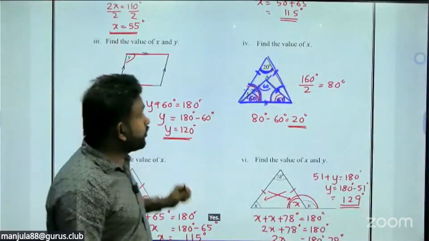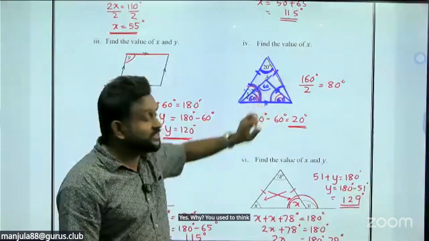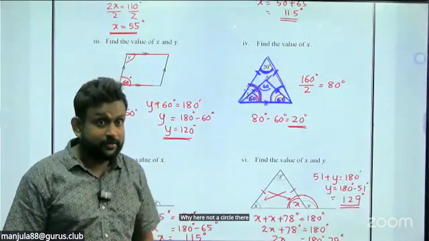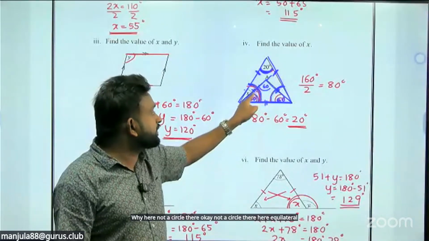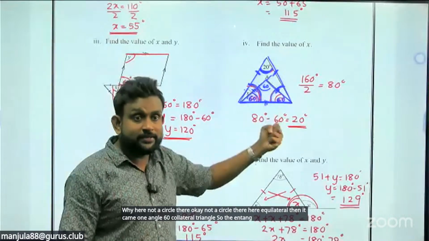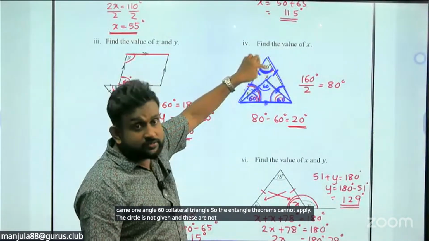No center angle. Why? You should think that 220 means here twice. No. Why is there not a circle there? Okay, not a circle there. Here it is equilateral, so one angle is 60, equilateral triangle. So the center angle theorem cannot apply. The circle is not given, and these are not at the circumference, and this is not at the center.